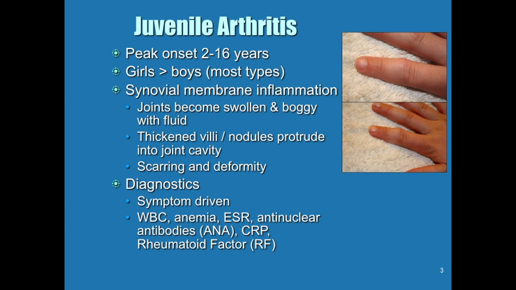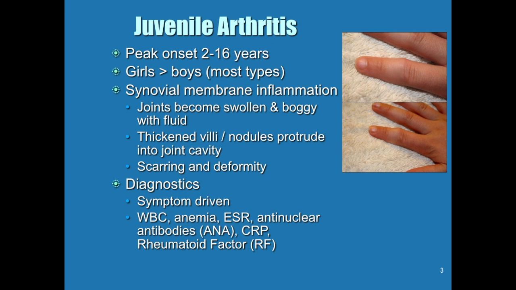And what we see is synovial membrane inflammation. So when you look at the joints on these hands, you can actually see how swollen the joints have become. And when you feel them, they feel boggy, which is like squishy, but be very careful when you're touching them because they're very painful also. So there's thickening of the villi, and they develop nodules that protrude into the joint cavity, creating a deformity. And eventually it can scar like that.